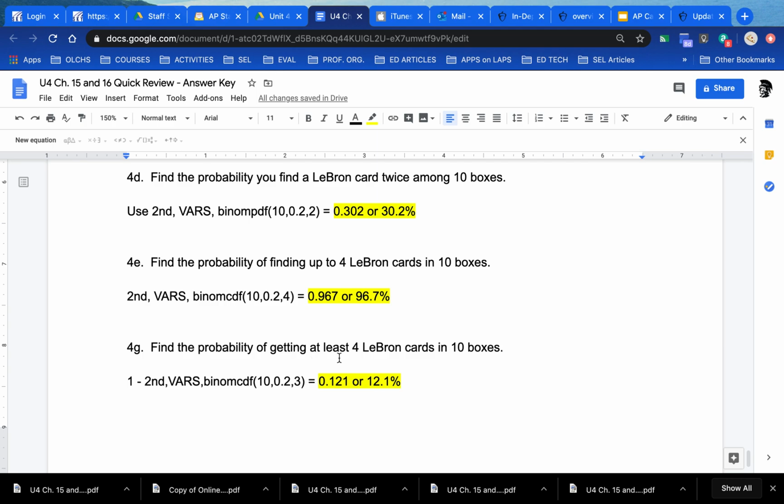And lastly, if it says at least 4, that's like saying 4 or more. So here's a case where we had to use a complement. I had to do 1 minus, because when you type in binomial CDF like this, what the calculator understands is I'm doing 10 trials, 0.2 is the probability of success, up to 3. So that's like saying I got 1 or 2 or 3 successes. And I want to say the opposite of that. I want to say 4 and more. So that's why I would have to do 1 minus here.